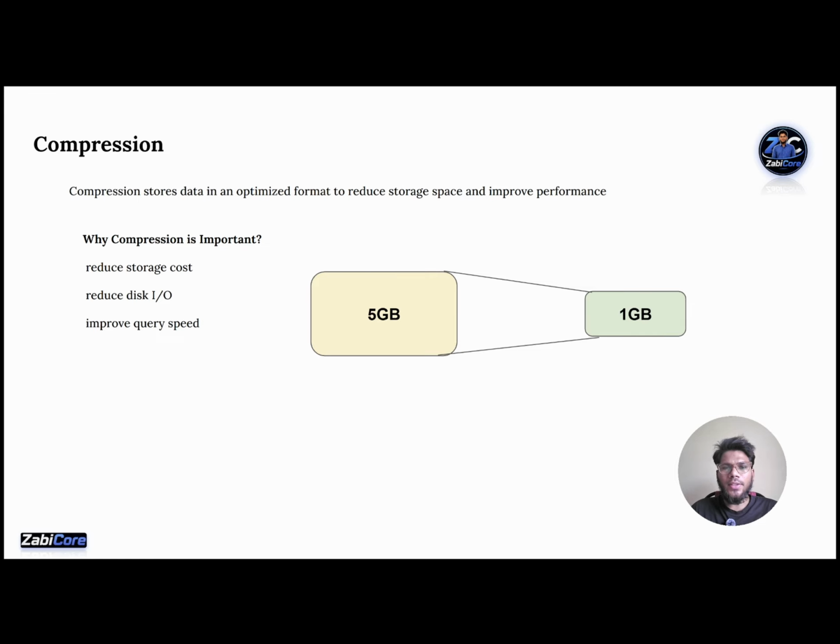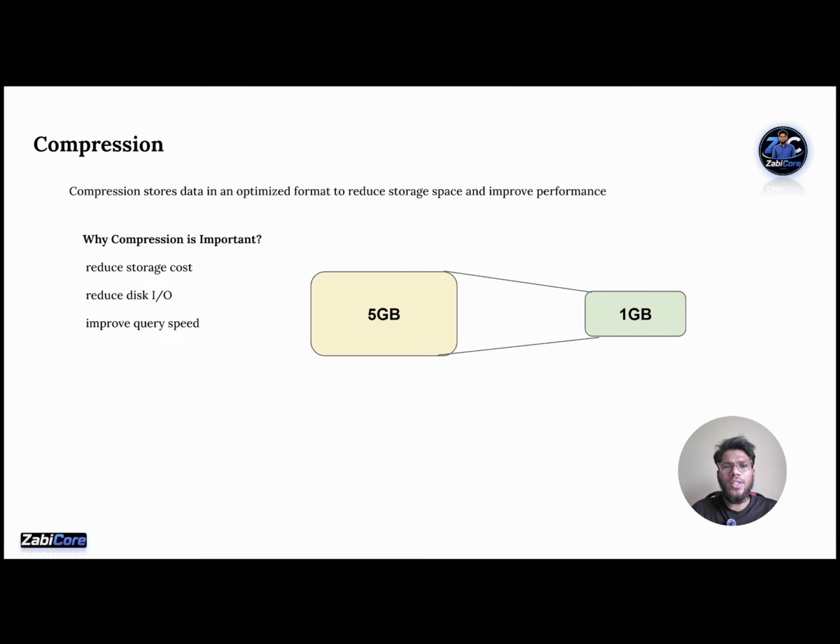Before storing data in the columnar format, first it will compress the data. Whenever you compress the data, imagine we have 5 GB of data, it will become 1 GB. Snowflake uses some compression algorithms to compress your data, and it will store that compressed data in any one of the cloud providers.